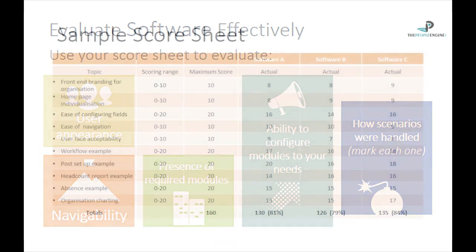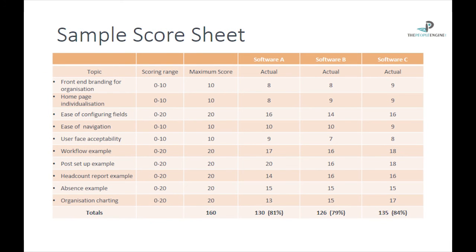And here's a sample score sheet which I put together. I'm not sure, I hope you can see the small writing here. Just look at the various topics that I've put here, although you'll obviously add your own. Can the software be branded, particular to your organization? Can you individualize the home page for each user, or do you have a dashboard? How easy is it to configure fields? How easy is it to navigate? What does it look like when you look at it? Is it acceptable to a user? How did they do on the workflow example? Setting up the post, the headcount report, the absence example, and so on.